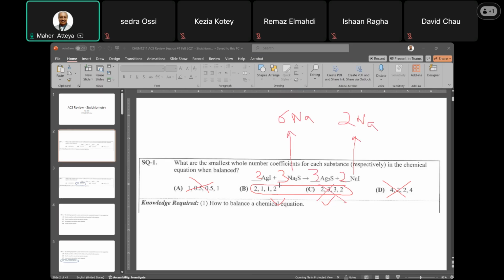The only one left is B. So 1 to 2. Now you can see, how about the sodium? Sodium is 2 here, and sodium is 2. So that sodium is correct. Iodine is 2. Iodine is 2. Silver is 2. Silver, yes.